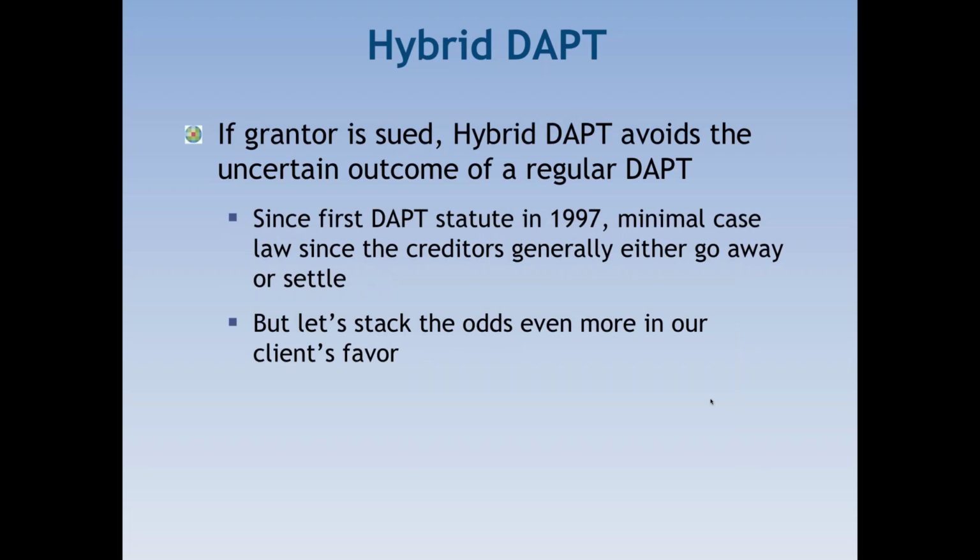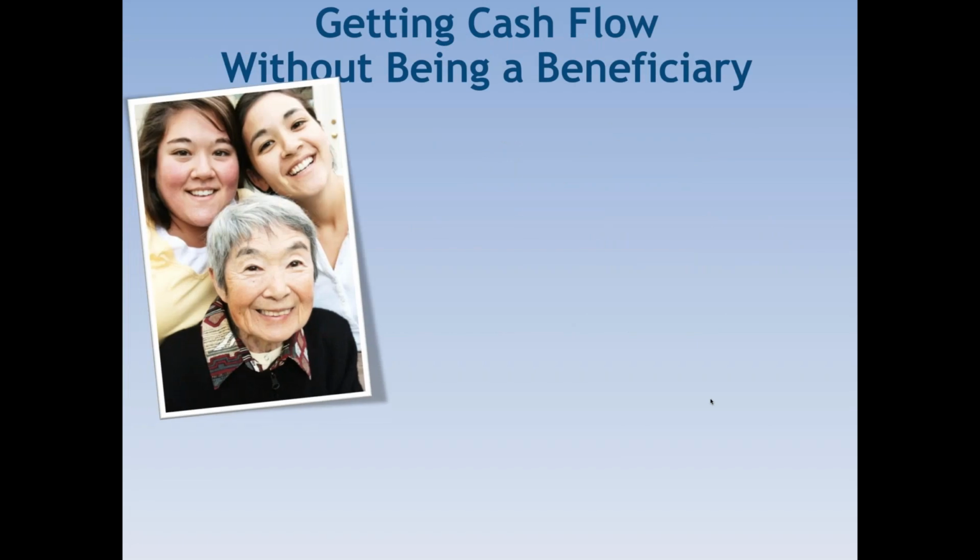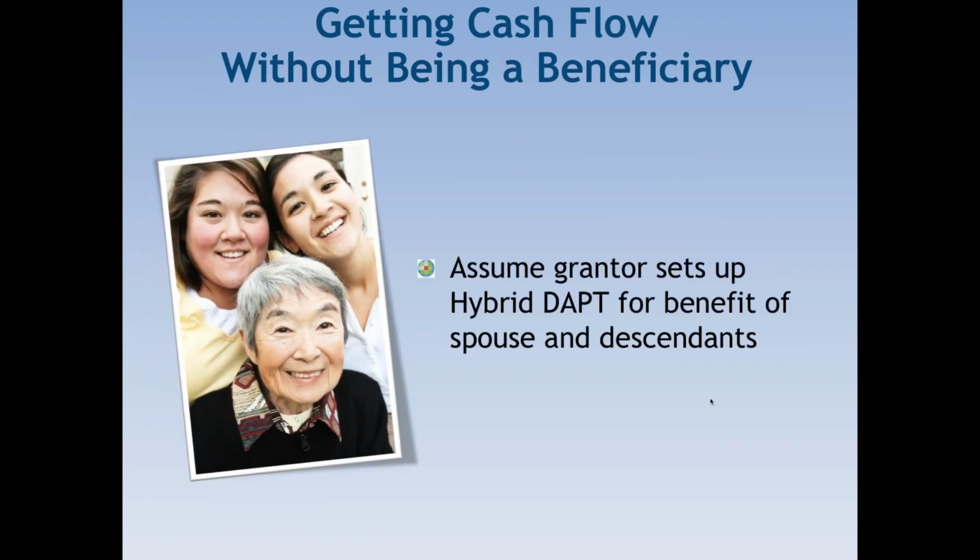And so if the grantor sued, a hybrid DAPT avoids the uncertain outcome that could be possible with a regular DAPT. But like we said before, there has been no case law where that has happened. There's been no regular DAPT that has been broken by people who did it correctly and did it proactively. But this hybrid DAPT is even stacking the odds more in your favor. You get the cash flow without being a beneficiary.